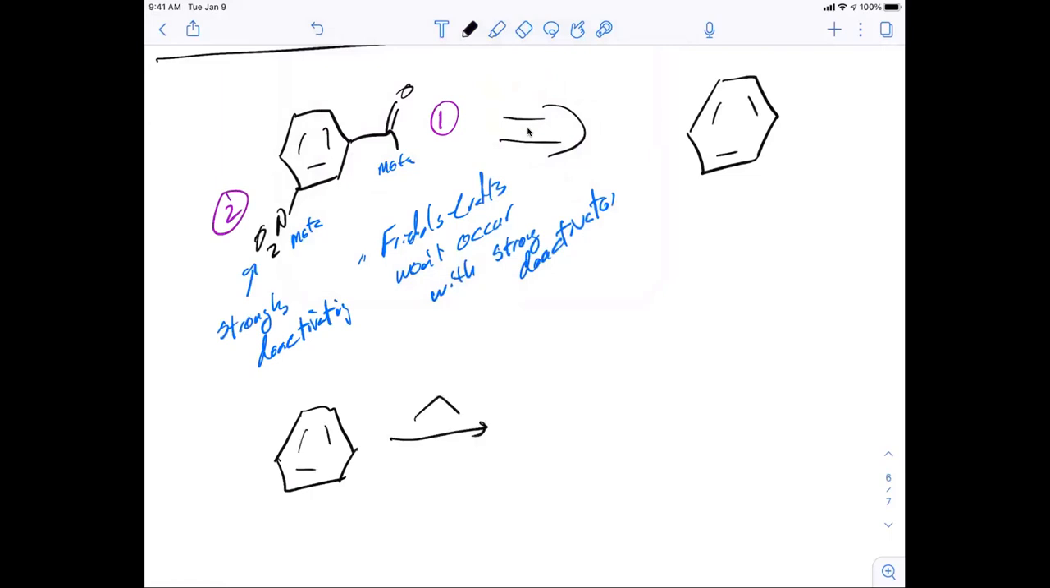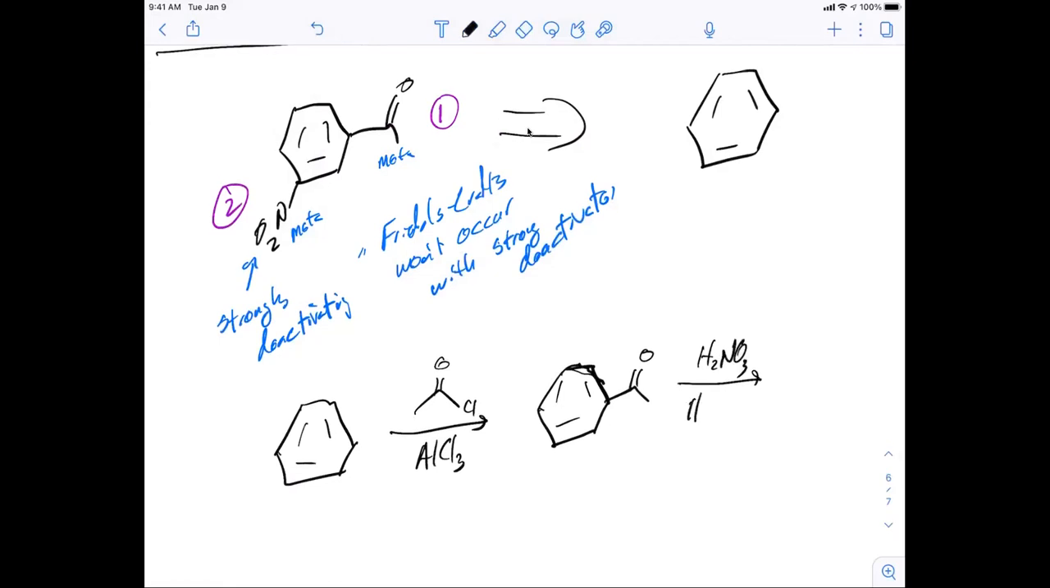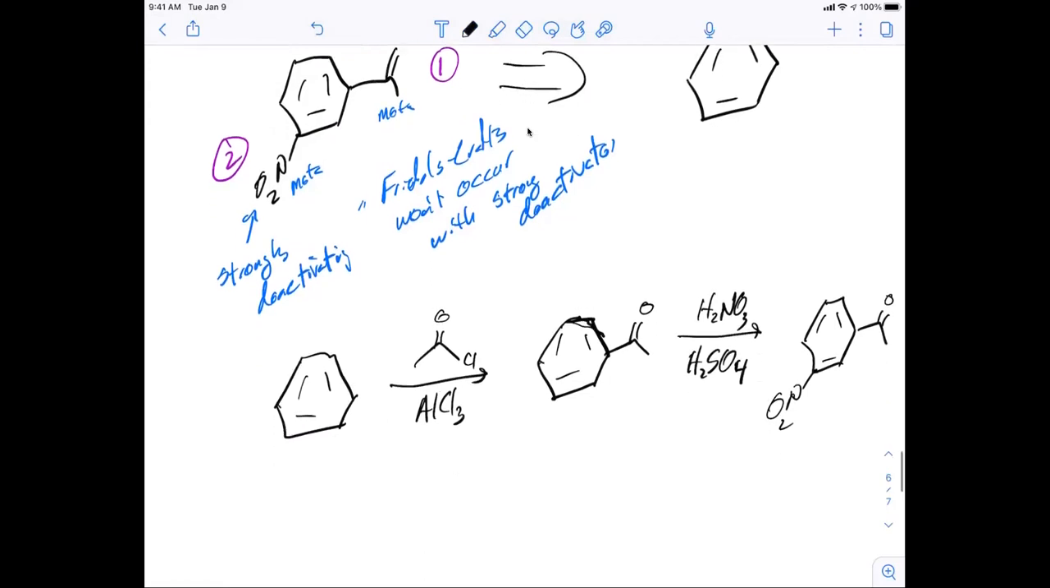So first step, Friedel-Crafts acylation. Second step, nitration, right? And because it's meta, we don't have to worry about having two different products. Gonna have symmetry on these, okay? Questions about this one?